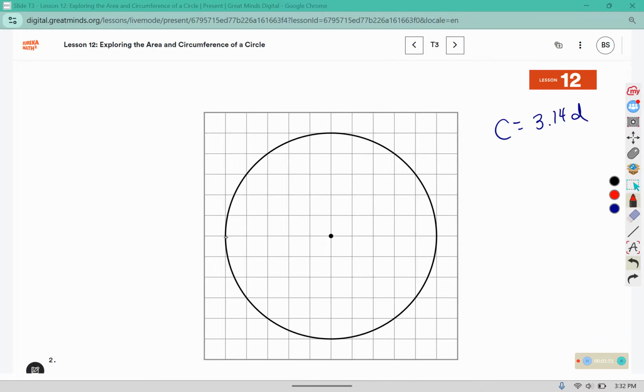So the circumference is about 3.14 units. Here the diameter, 1, 2, 3, 4, 5, 6, 7, 8, 9, 10. So 3.14 times 10 is about 31.4 units.